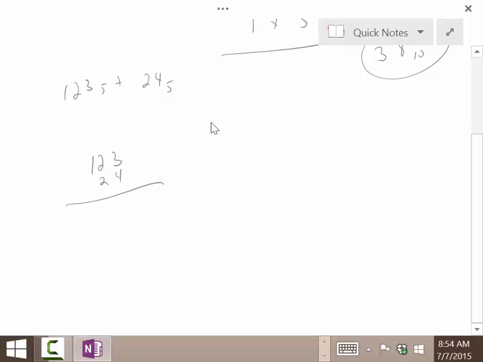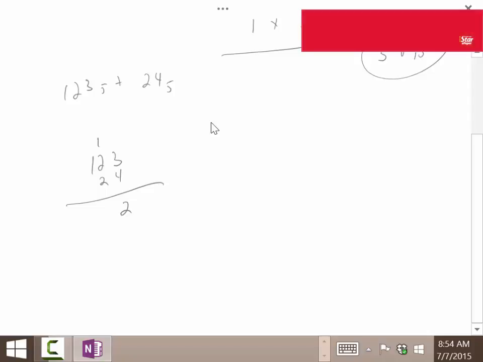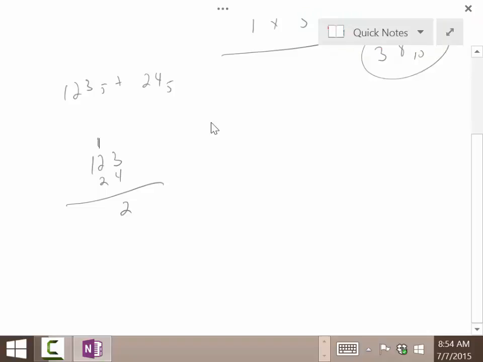Now 3 plus 4 is 7, right? But 7 is not a number we can use, right? We cannot use 7. We have to subtract 5 and carry it out. So that's going to be 2 with a carry out of 5 right there. Okay, so that there, 2 plus 2 plus 1 is 5. I can't have a 5. I have to carry a 5 out. So that's a 0 with a carry out. So we end up with a result 202, right there.